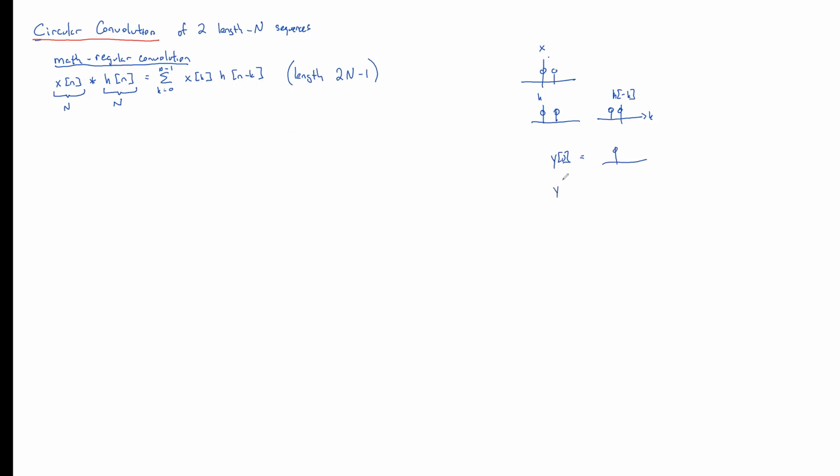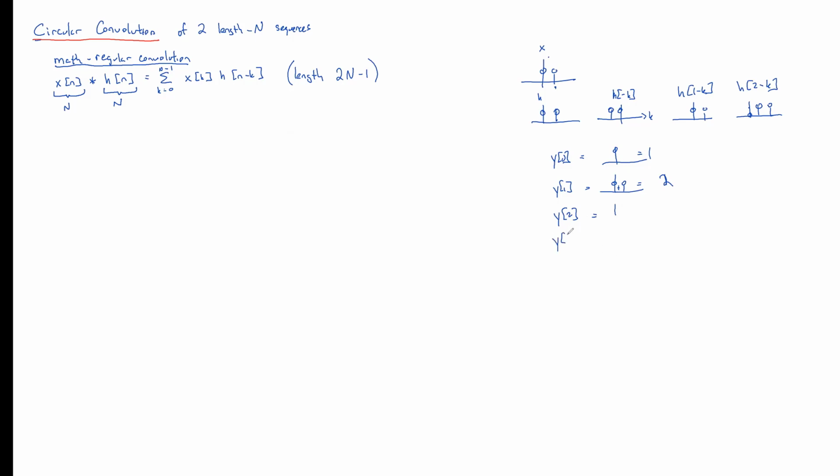But if we want to find out what y of 1 is, we're going to shift this to the right by 1. And now when we overlay them, we'll see that they overlap both at the k equals 0 and the k equals 1 position. So it's going to look like the sum of these two things, which will be equal to 2. And then to find out what y of 2 is, we'll have to shift this further to the right. And now when we multiply this with this, they only overlap at this position.